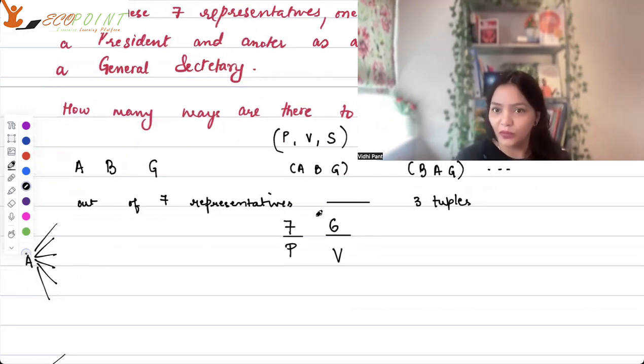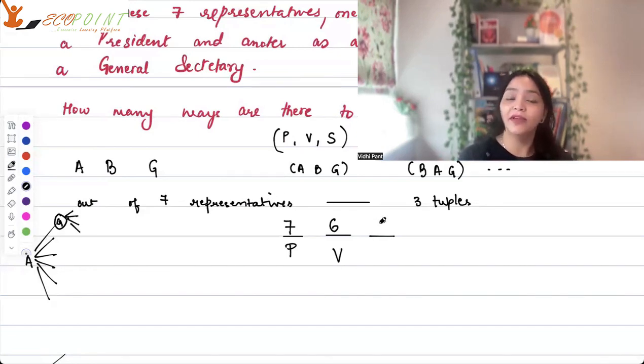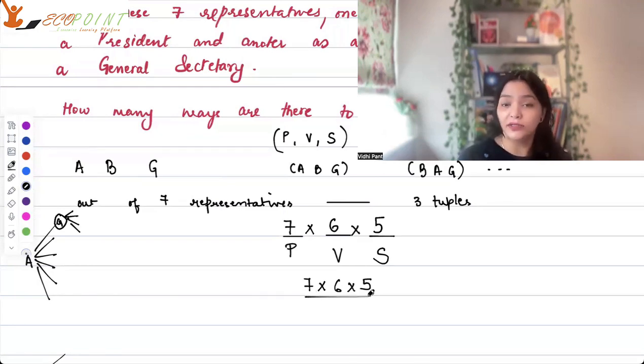लेकिन we don't have to stop only till vice president. We have to also select a secretary. अब मान लीजिए यहाँ पर आपके पास G आ गया. तो अब आपके पास how many choices do you have for the secretary? You have 5. So each of those branches will have next 5 branches. So that means you will have to multiply for the secretary position. You have 5 options, in other words. So 7 into 6 into 5. These are the total number of cases that you have, and these are your ordered cases.